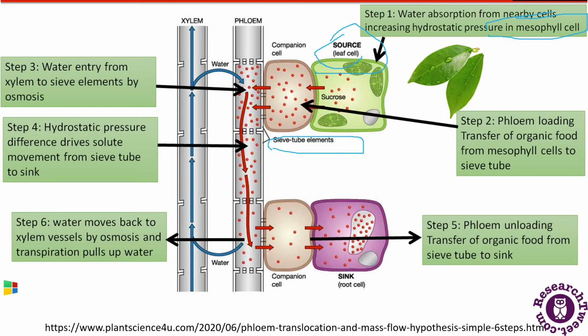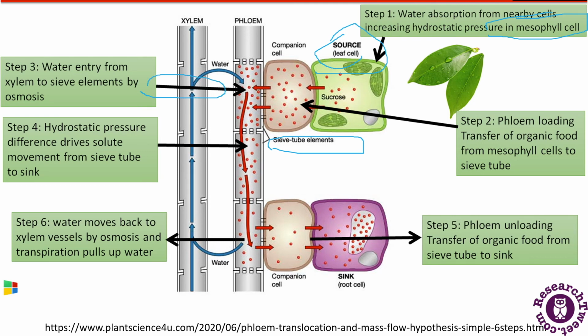So this is the process of phloem loading, when the food is transferred to the companion cells and the sieve tubes. Then what happens is water entry from the xylem to the sieve tubes by osmosis. So water is also entering from the xylem to the sieve tube elements by the process of osmosis. The black arrow here represents the 3rd step.